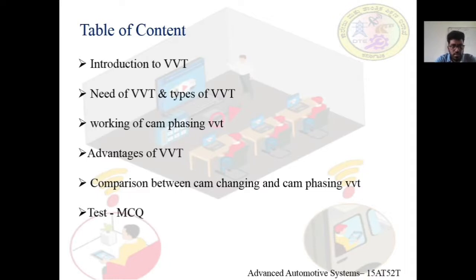Table of contents. Firstly, introduction to VVT: what is VVT and how it is different from a conventional engine. Conventional engine means without VVT, without variable valve timing, and how it is different from an engine with VVT. Secondly, need of VVT and types of VVT. And thirdly, working of cam phasing VVT. This is the main thing, which we are going to learn more about.